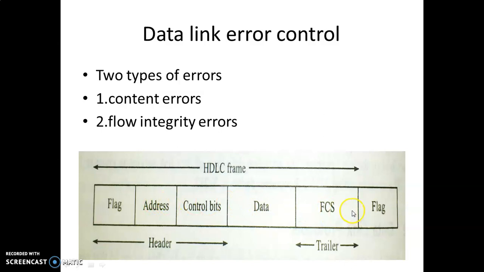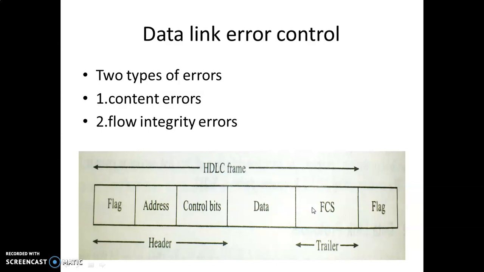The most common method of content error correction is simply retransmission of the frame. The receiver informs the sending end of the error and the sending end retransmits the frame again. Now for flow integrity errors there are many other methods that we'll see later.